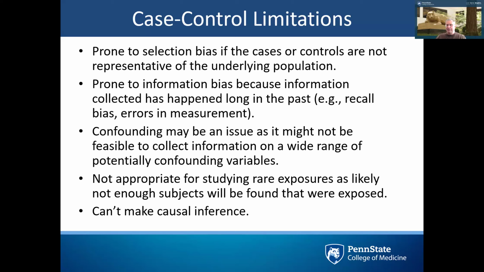Case control studies are also prone to information bias because the information collected has happened sometimes long in the past. You may get recall bias and errors in measurement. The errors in measurement usually occur because the data has already been collected. You can't go back 10 years ago and ask the nurse that entered the data, this number doesn't look right, did you enter it wrong? So that's where we can get errors in measurement. Confounding may be an issue, as it may not be feasible to collect all the information on a wide range of potentially confounding variables. They're not appropriate for studying rare exposures, as you likely won't have enough subjects that will be exposed.